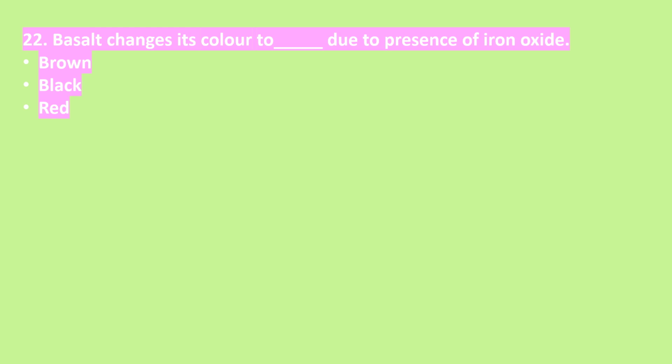Question number 22. Basalt changes its color to dash due to presence of iron oxide. So basalt is black in color and it changes its color to which color, because of the presence of iron oxide? It changes to brown color, black color or red color. So here the correct answer is red color. When it is exposed in air, due to the presence of iron oxide, basalt, a black rock, changes to red color.